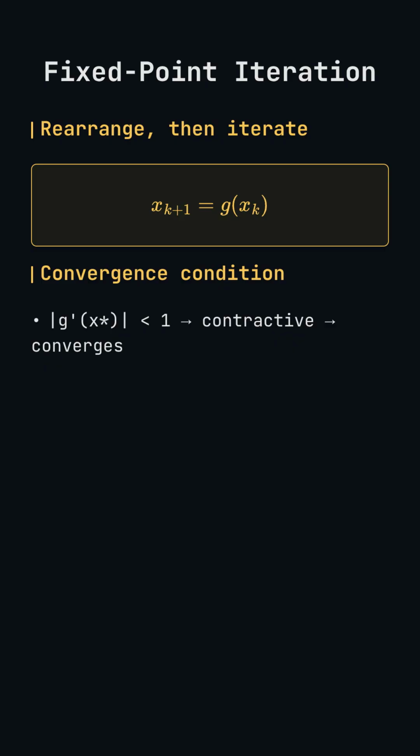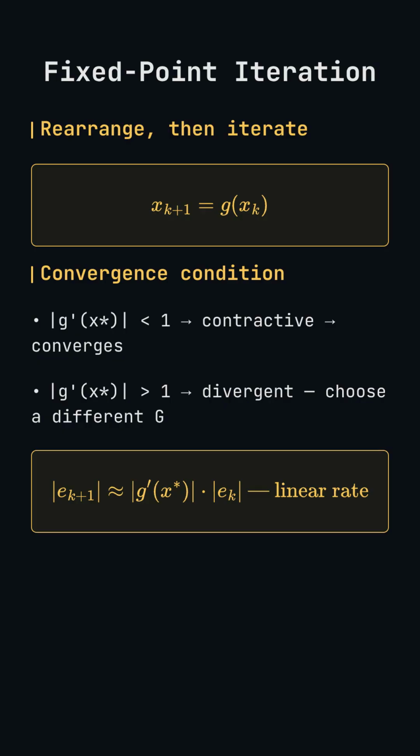Convergence is guaranteed when the absolute slope of g at the fixed point is less than 1. The smaller the slope, the faster the convergence. If the slope exceeds 1, the mapping pushes iterates away from the root. You must rearrange f into a different form of g.